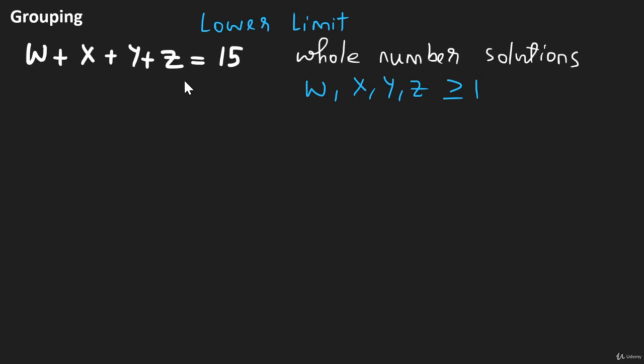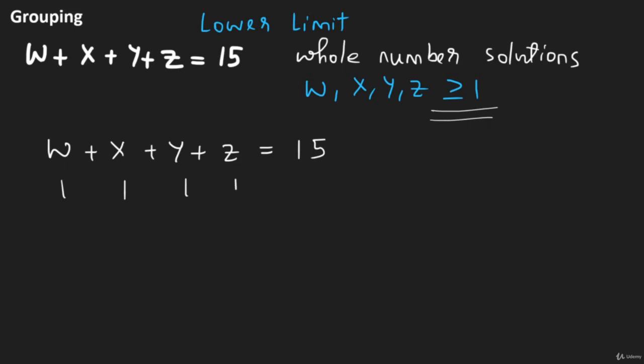W plus x plus y plus z is equal to 15, and we need to find whole number solutions, and w, x, y and z have to be greater than or equal to 1. Let's try to analyze this question. It's given that w plus x plus y plus z is equal to 15, and each of these has to be greater than or equal to 1. So the way to go ahead with this is, let's distribute 1 to each of these. So I give 1 over here, 1 over here, 1 over here and 1 over here.